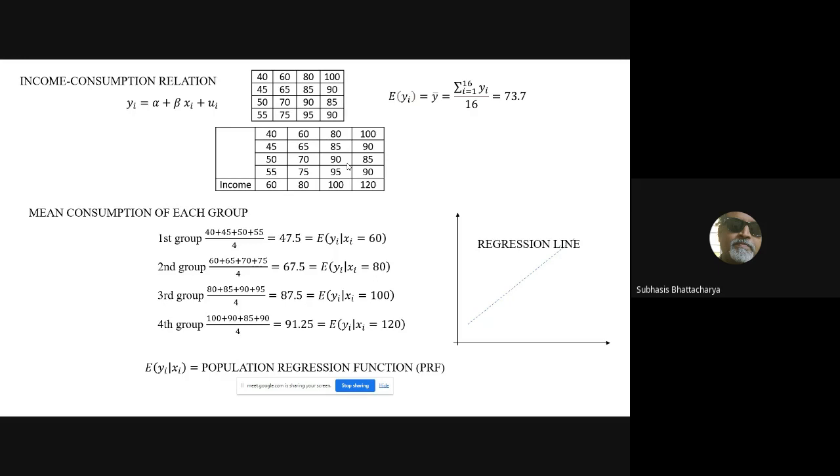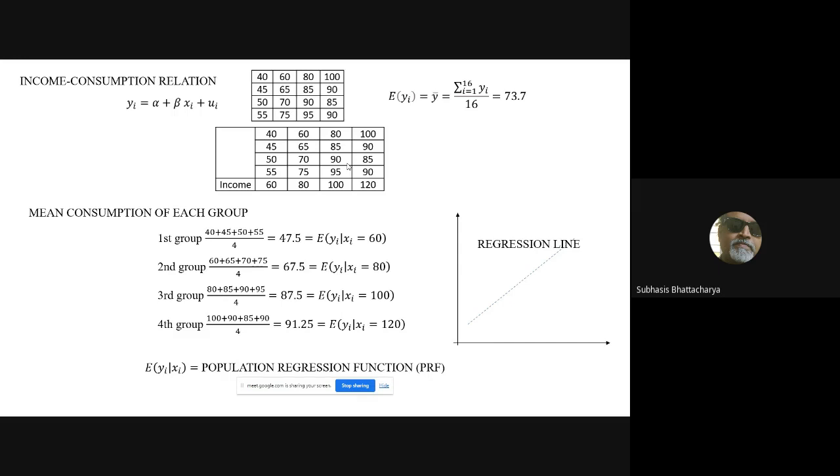Why is it classical? Classical means it is based on something; it has a solid foundation. And why is it regression? What is the meaning of regression? Regression means we are tending towards the average. Regression means dependence analysis, we know, but regression actually means that we are tending towards the average.